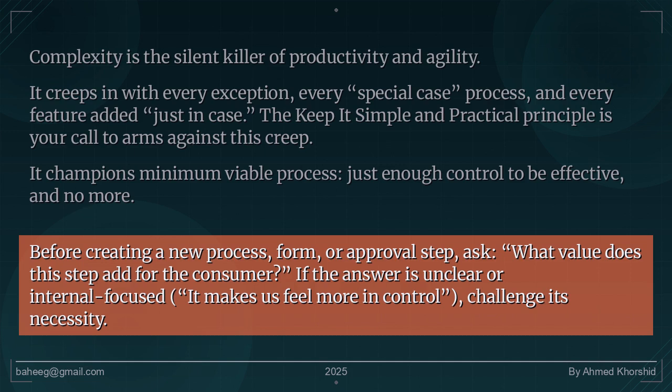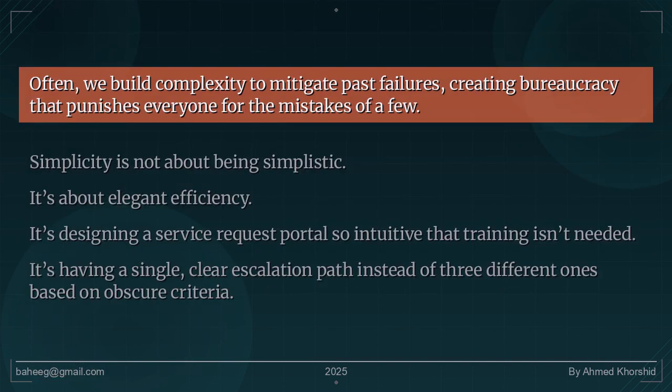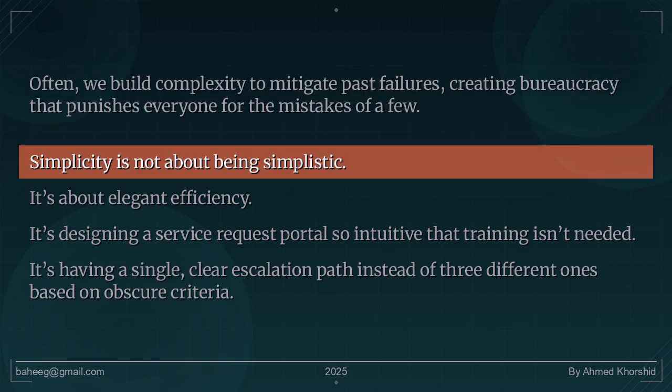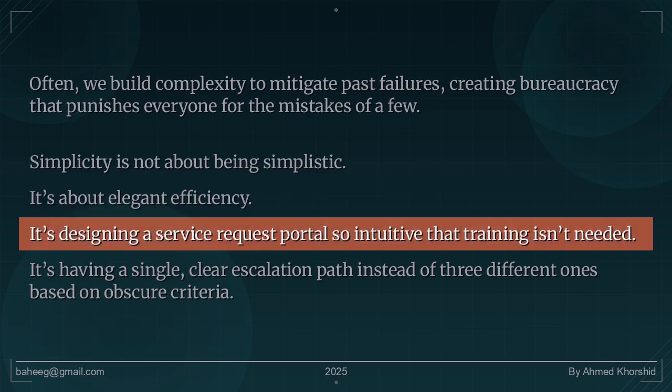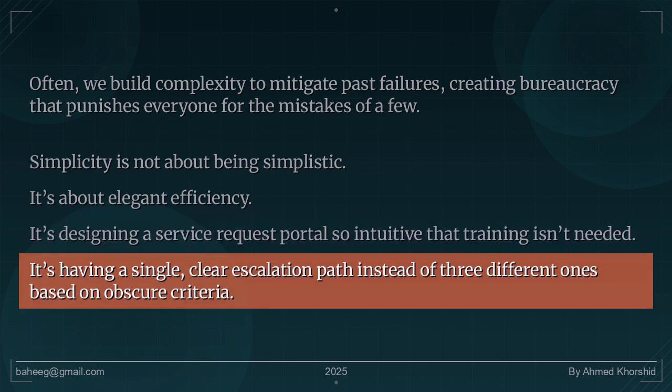Before creating a new process, form, or approval step, ask, what value does this step add for the consumer? If the answer is unclear or internal focused, it makes us feel more in control, challenge its necessity. Often, we build complexity to mitigate past failures, creating bureaucracy that punishes everyone for the mistakes of a few. Simplicity is not about being simplistic. It's about elegant efficiency. It's designing a service request portal so intuitive that training isn't needed. It's having a single, clear escalation path instead of 3 different ones based on obscure criteria.